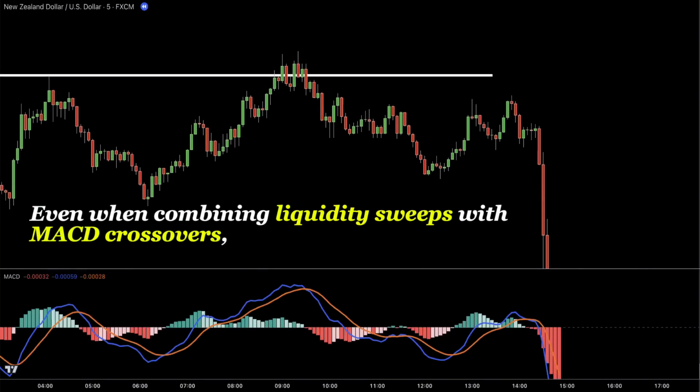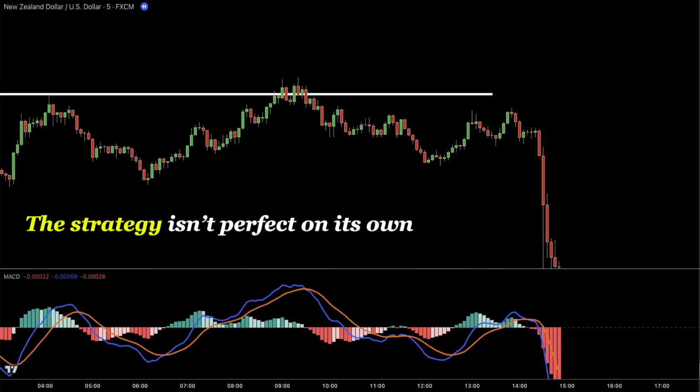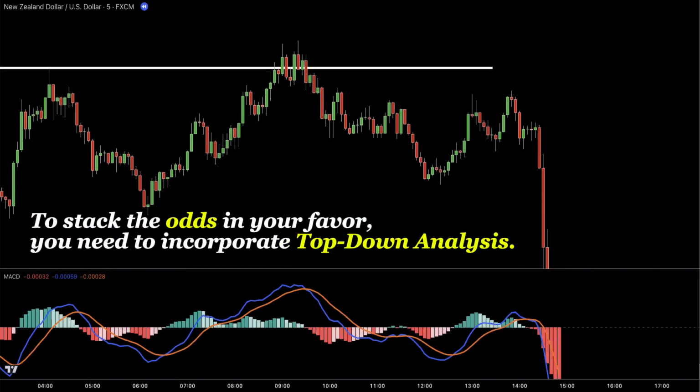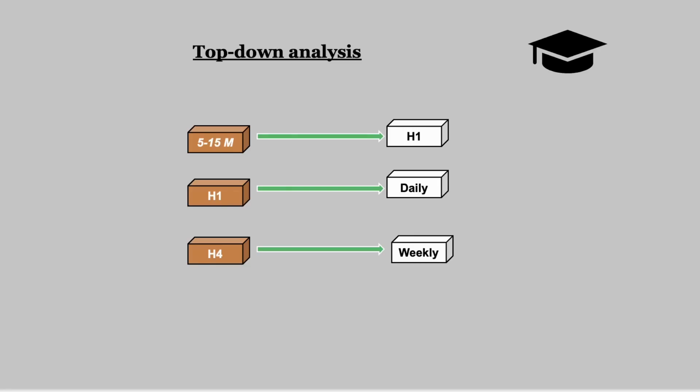Even when combining liquidity sweeps with MACD crossovers, the strategy isn't perfect on its own. To stack the odds in your favor, you need to incorporate top-down analysis. Here's the golden rule. For trades on the 5 or 15-minute chart, check the hourly chart for the broader trend. For trades on the hourly chart, refer to the daily chart. For trades on the 4-hour chart, look at the weekly chart. For trades on the daily chart, analyze the monthly chart.